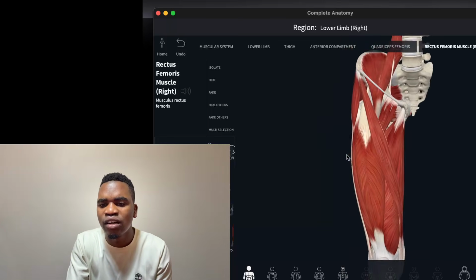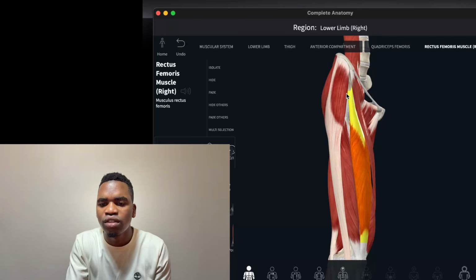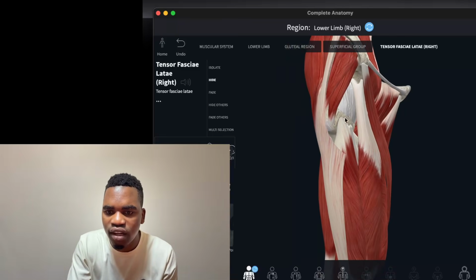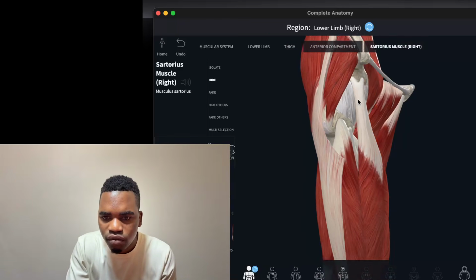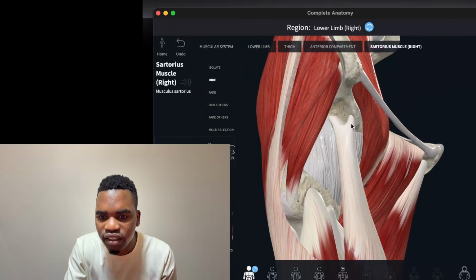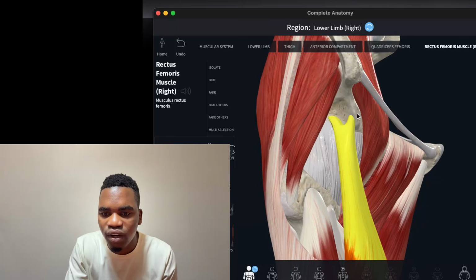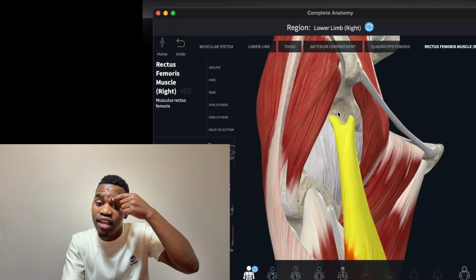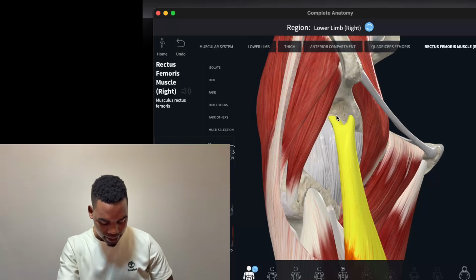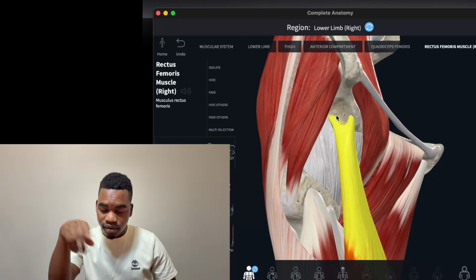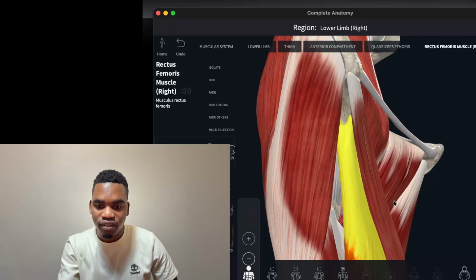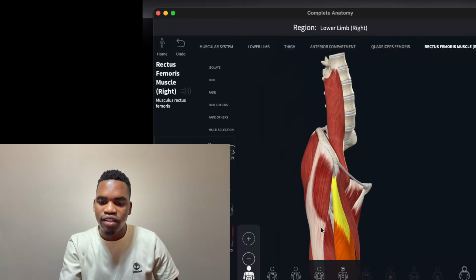But it's originating, it also has got two heads of origin. Let me move this muscle. Rectus femoris has got two heads of origin, as you can see here. Let me move this muscle as well. Yes, you can see it has got two heads of origin. One head is here and the other head is here. So one head is coming from the anterior inferior iliac spine, and the other one is coming from somewhere here above, above that socket, the acetabulum. Okay, that's rectus femoris. I think that's the only information about rectus femoris that you have to know at this point.